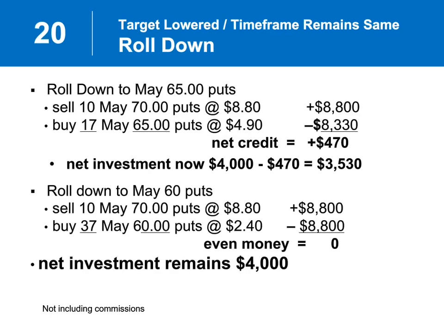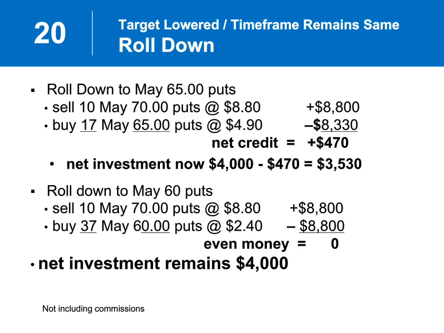So let's start with the 65 puts. We sell 10. Now we've got 6 weeks to expiration. So rather than those puts trading for $8, we've still got 80 cents of premium in those puts. So we get to sell 10 of those May 70 puts for $8.80 each. We take in $8,800.